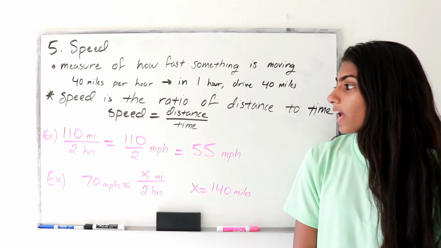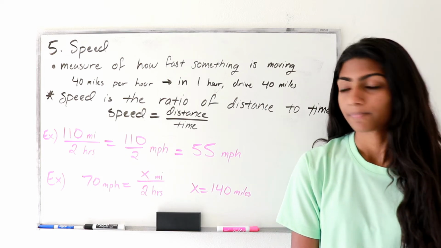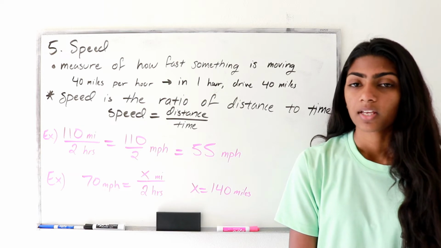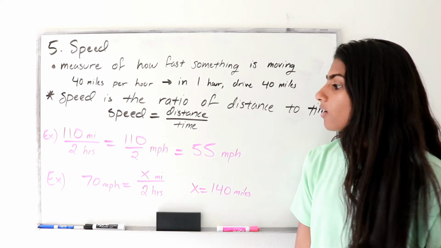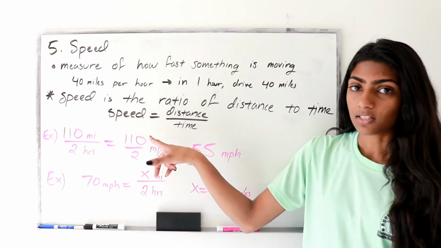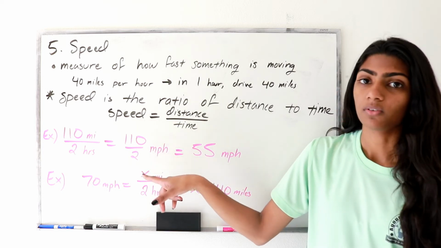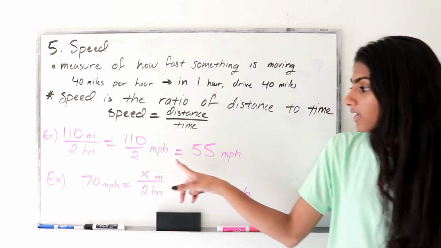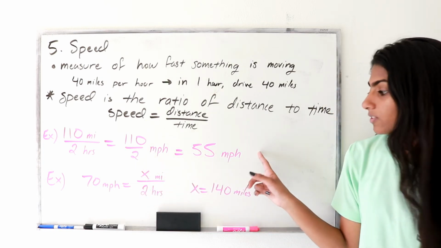And you can also say that distance divided by speed equals time. Let's look at these examples. Let's say you're driving 110 miles in 2 hours. What's your speed? Well, first, we're just going to divide the distance by the time. 110 divided by 2. And then this right here means miles per hour. And then we simplify, and we get 55 miles per hour, and that is your speed.